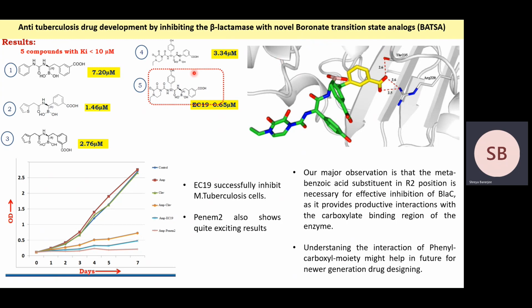What was observed is that this benzoic acid moiety that was there is necessary for the effective inhibition, because the carboxylate of the benzoic acid is binding with an arginine and a threonine. So these hydrogen bonds help in binding of the ligand to the beta-lactamase, and so this moiety is very important. Understanding the interaction of the phenyl carboxyl moiety might help in future for newer generation drug design.